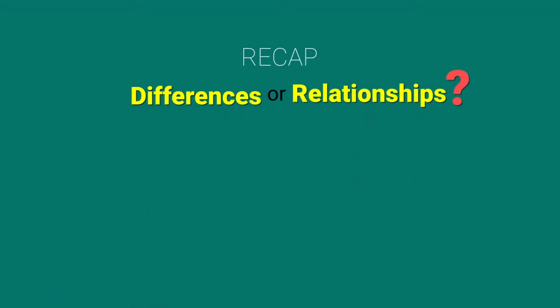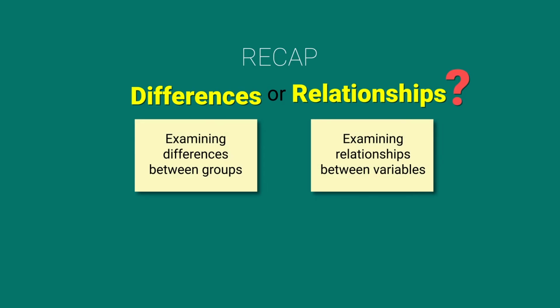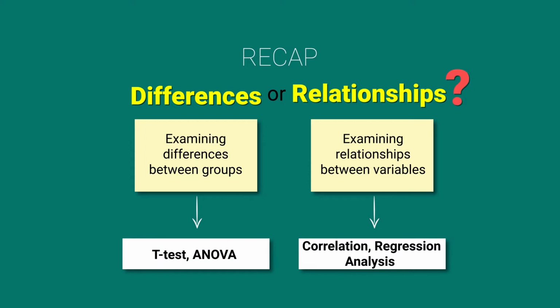So let's start with differences or relationship. When we talk about differences, we examine two groups, and for that we use the t-test or ANOVA test. And when we are talking about correlation or regression, there is a relationship between two variables, and in that case correlation and regression analysis are used.